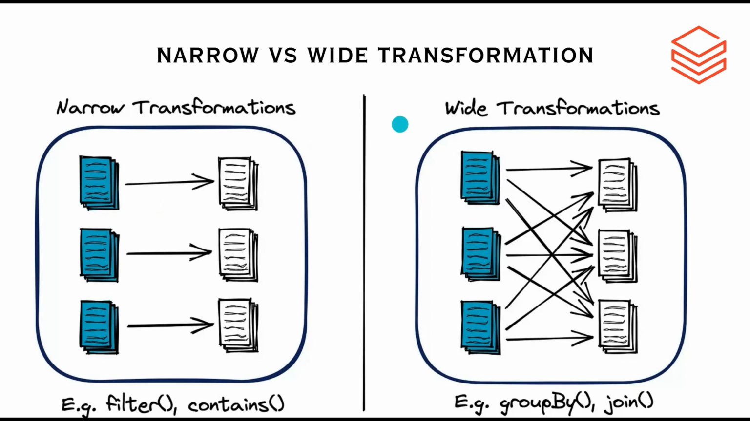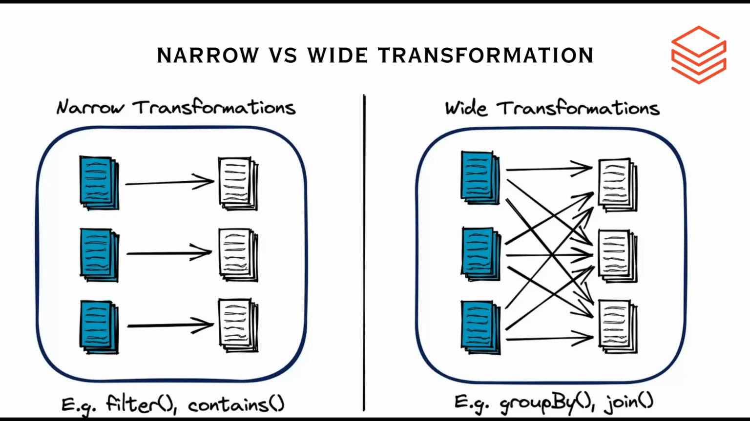So the next one is wide transformation. In contrast, wide transformations involve operations that require data from multiple partitions to be combined or redistributed. These transformations typically necessitate data shuffling, which means data from one partition is moved to another partition to complete the operation. Operations such as groupByKey, reduceByKey, and join are wide transformations because they require elements from different partitions to be grouped together for the aggregation or joining.